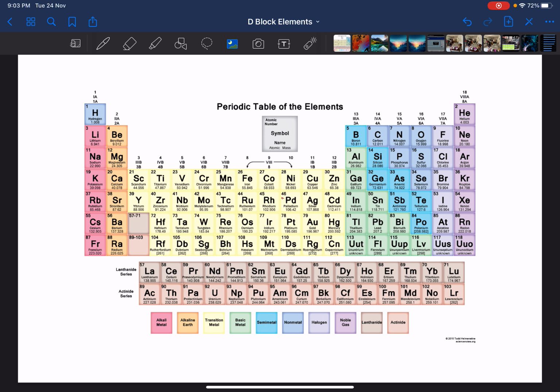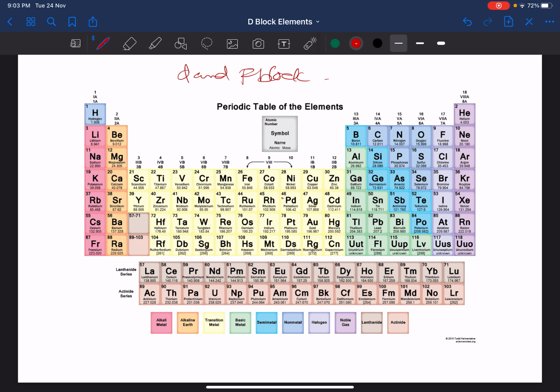Today we are going to learn about the D and F block elements. What are D and F block elements and where are they located in the periodic table? First of all, what are D block elements and what are F block elements?